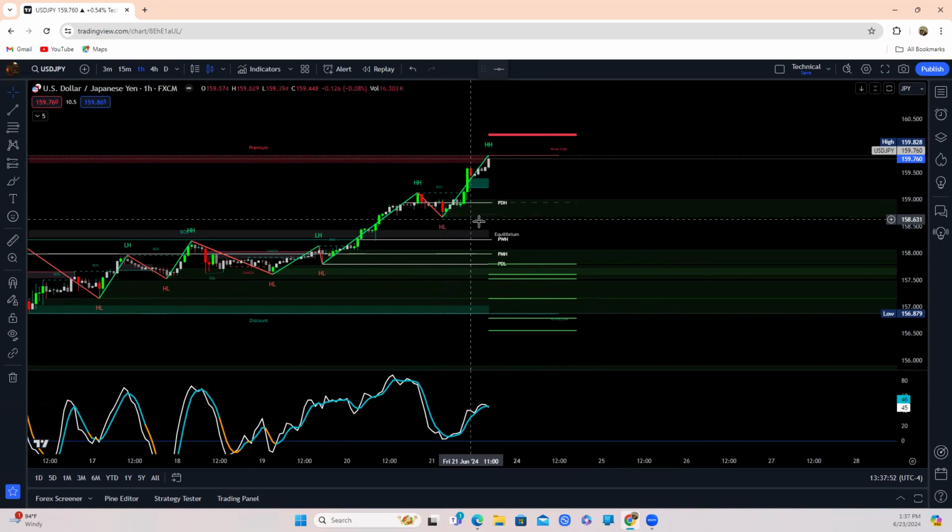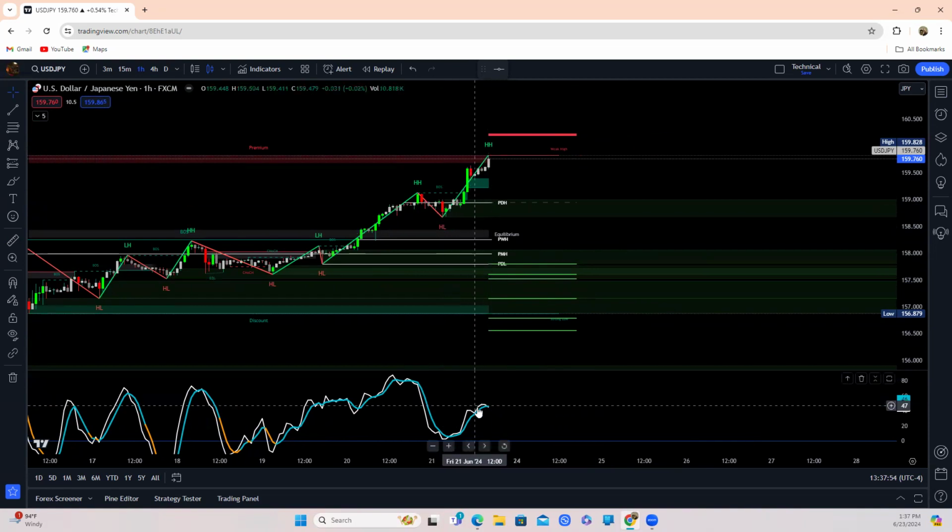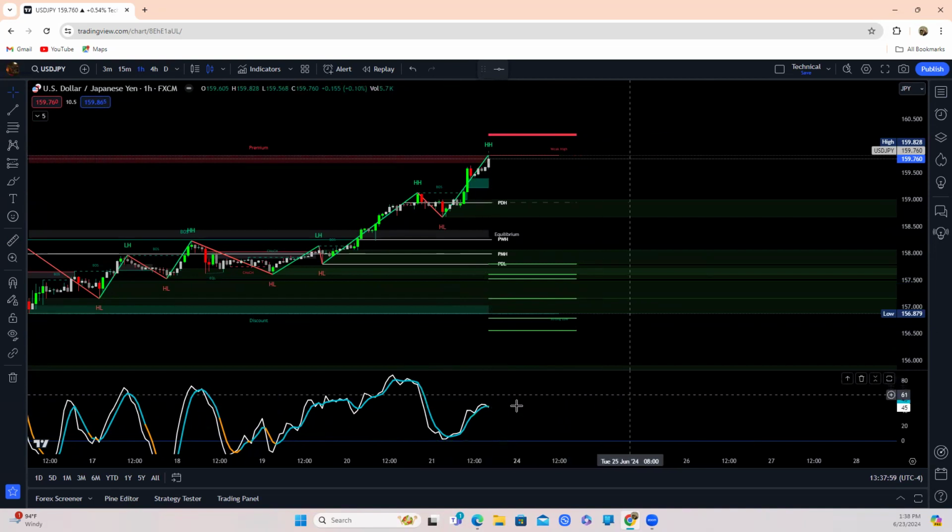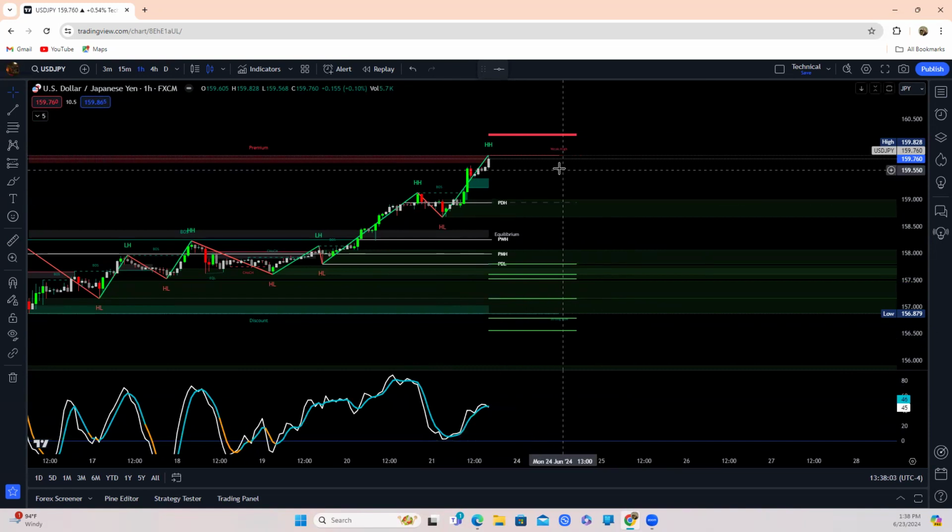All right, so as we can see on the hour, we started losing a bit of momentum towards the end of the day, which is fine. We want to see that because we want to see a pullback. We want that pullback, and then the continuation.